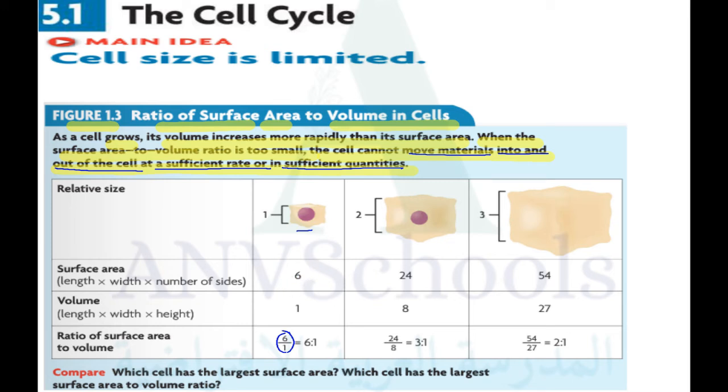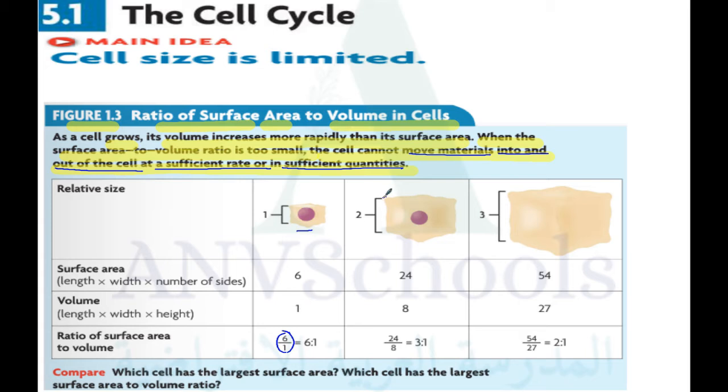So when the unit here is 1, the surface area is 6, and the volume is 1, because volume is length times width times height. The length times width is 1, and the number of sides is 6. That is the surface area. So the surface area is 6, the volume is 1, and the ratio is 6 to 1.